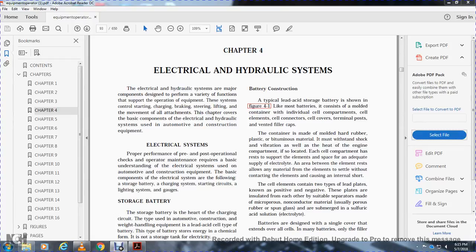Chapter of the base of the control components, electrical hydraulic system, with the automatic construction equipment, electrical, automotive, and the construction of the equipment. The electrical system, the performance, the pre-post operational check with the operating maintenance. The base component with the electrical system: the storage battery, charging system, charging circuit, the lighting system, the gauge for the storage battery.